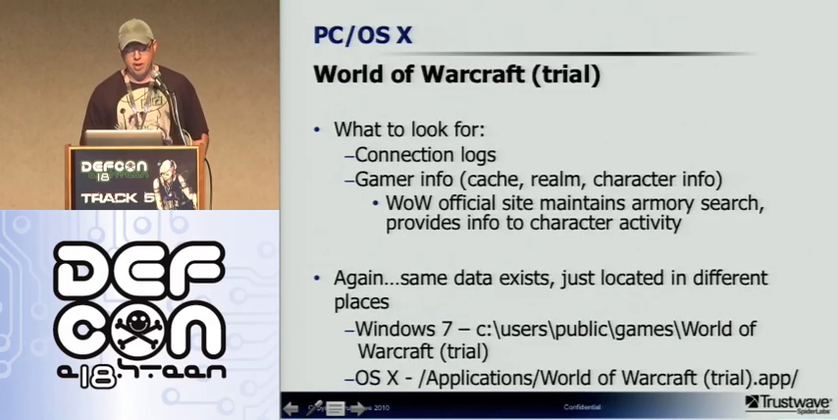Now, we looked at the World of Warcraft trial. What to look for: connection logs. You can find a lot about the user, what realm they play on, their character name, stuff like that. A lot of gamer info. WoW has an official site that maintains all this character information. It's called the Armory. We'll get into that in a second. Again, the same data exists.